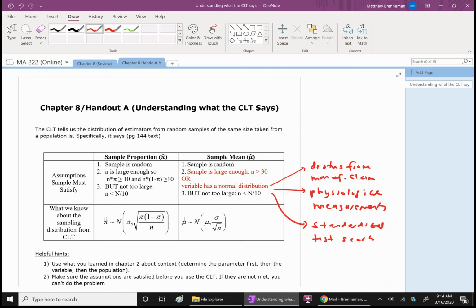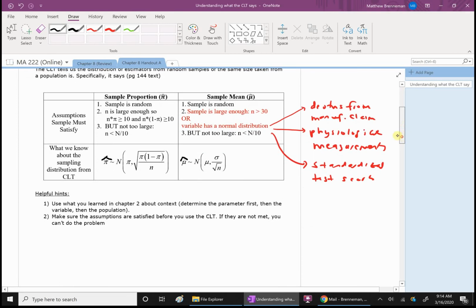Now, in the review video I did earlier, I've already covered all of this, so I'm not going to spend a lot of time talking about this, except just to point out a few helpful hints that you might want to think about when you're working these problems. The first is, you definitely want to try to use what we learned in chapter 2 about context. So if I was reading these problems, first I determine the parameter, then the variable, then the population. And you also want to make sure that the assumptions are satisfied before you use the central limit theorem. If they aren't, you can't do the problem, okay?